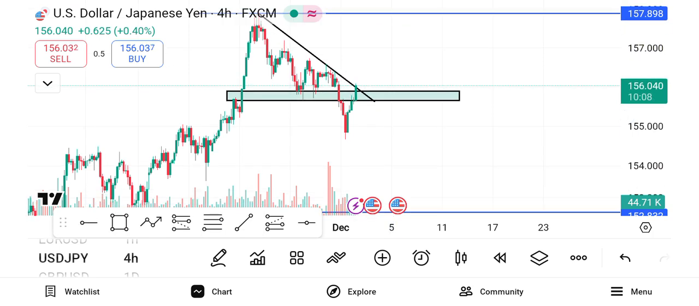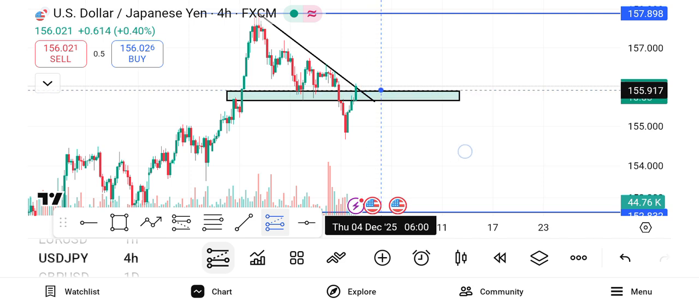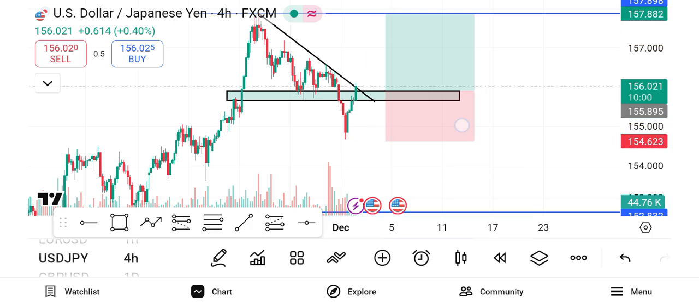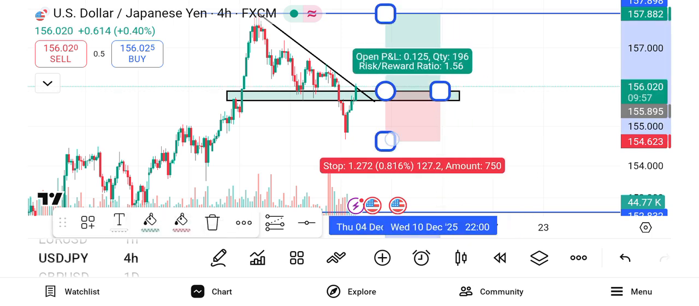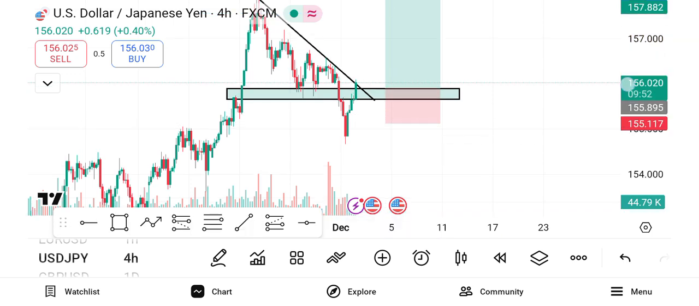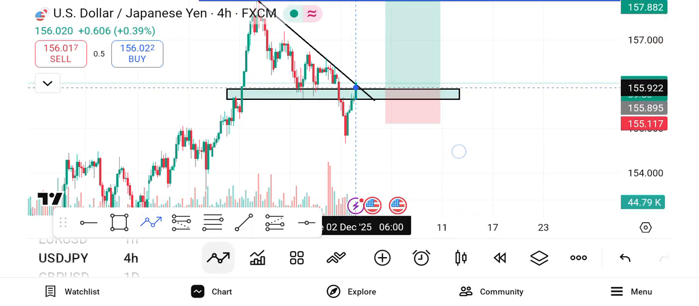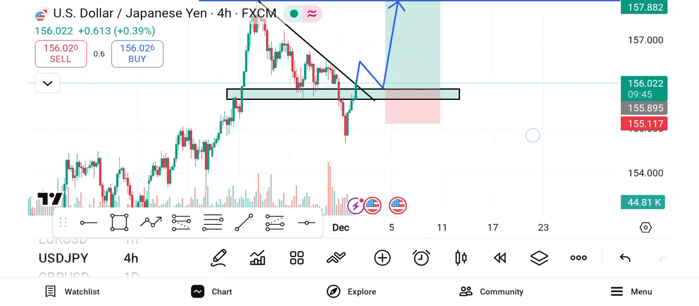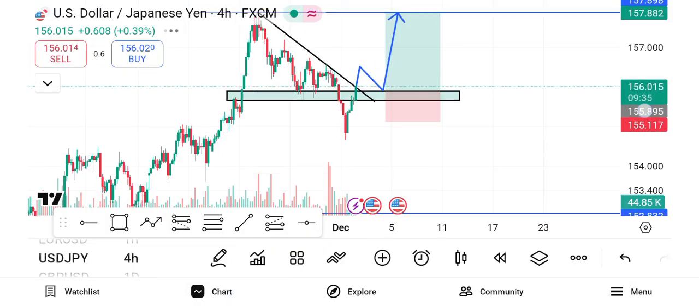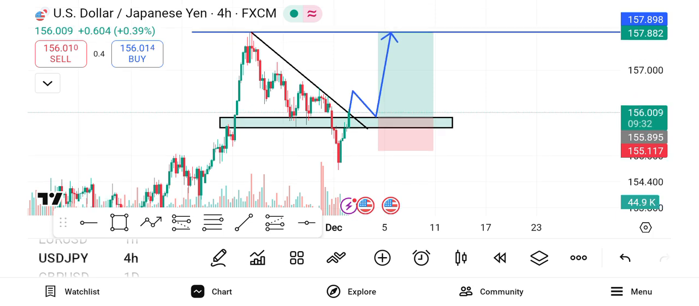So basically expecting the market to do something like this, and stop somewhere around here. So I'm expecting the market to give me a breakout here, a retest, then upside. As simple as that. You can just go down to the 1 hour time frame to find my entry candlestick confirmation. And that's all, guys.